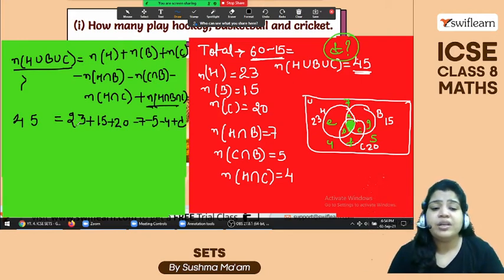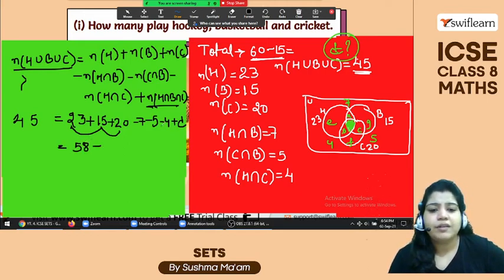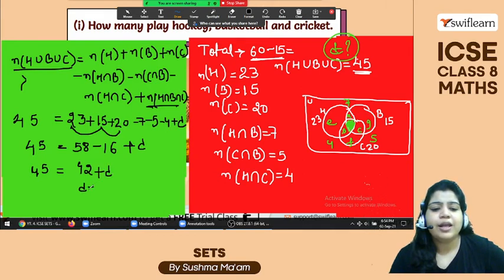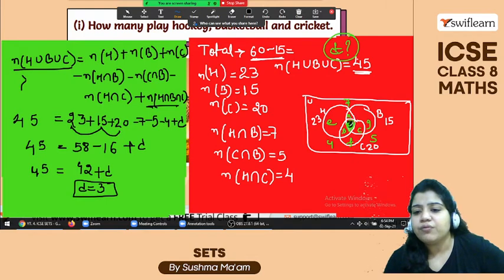So now 23, 15. Let's add these numbers. It becomes 38, and then 58. Minus 11 and 16 plus D, and 45. So 45, 8 minus 6, 2, and this 4 plus D. So D value is 3. We got the D value.